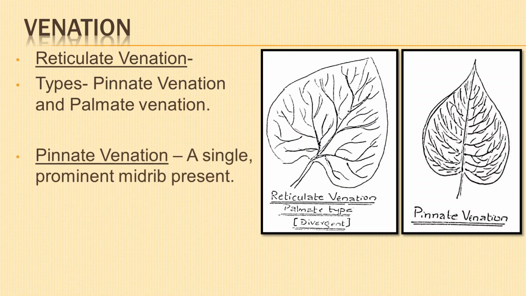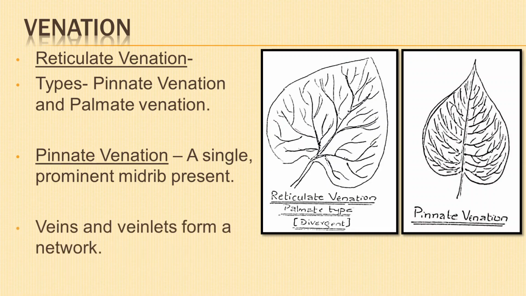Reticulate venation can further be divided into pinnate venation and palmate venation. In pinnate venation, a single prominent midrib is present, which gives off lateral veins towards the margin or apex of the leaf. The veins and veinlets branch to form a network, as seen in mango leaf.